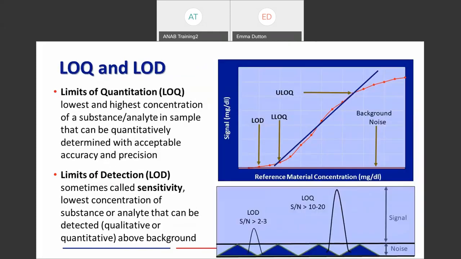Limits of quant and limits of detection, of course, go hand in hand for quantitative measures, needing to know your limits of detection so you can set background or that appropriate signal to noise ratio. And then limits of quant give you that lowest limit or even your upper limit of quant within that linear range. So it's the lowest and highest concentrations of a substance or an analyte in a sample that can be quantitatively determined with acceptable accuracy and precision. And then, of course, limits of detection, sometimes called sensitivity, or how low you can go and still detect that analyte or substance, allows you to set that background.